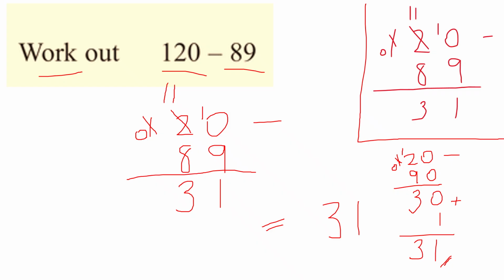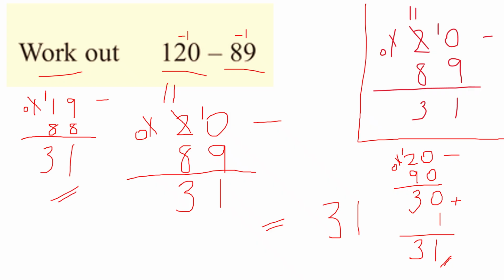Or another way, if I subtract 1 from both of these numbers, if I do 119 minus 88, that might be a bit easier to work. Not too much easier. So 9 take away 8 is 1. 1 take away 8, I can't do, so I borrow. That becomes a 0, that becomes an 11. 11 take away 8 is just 3. That is another way.